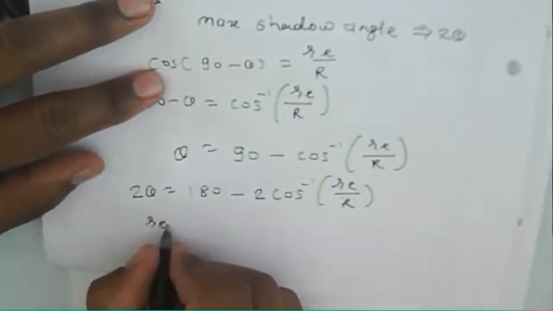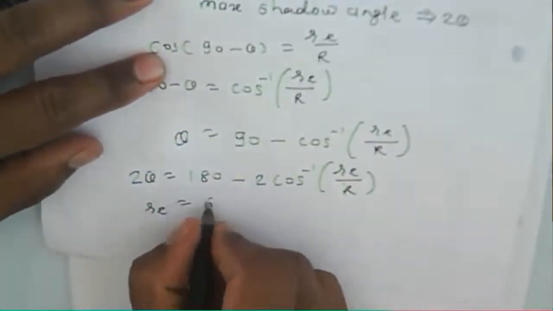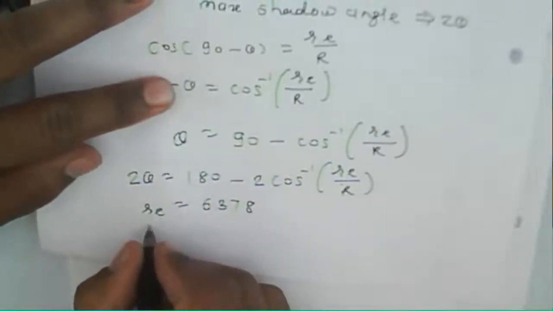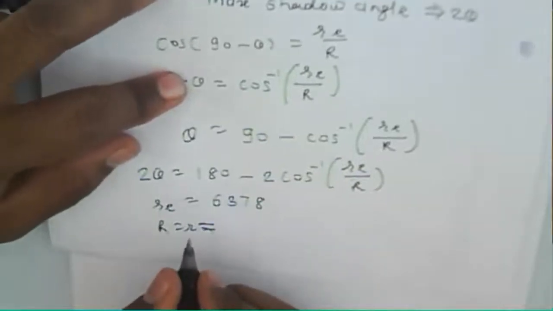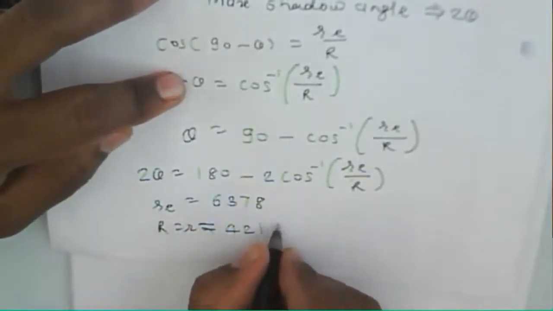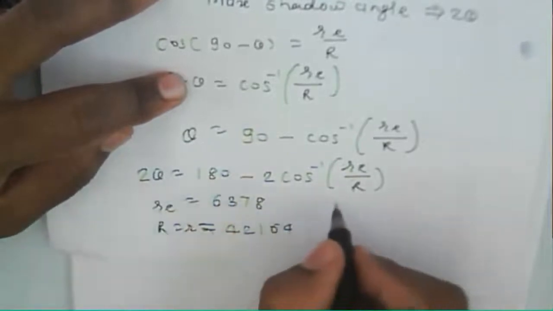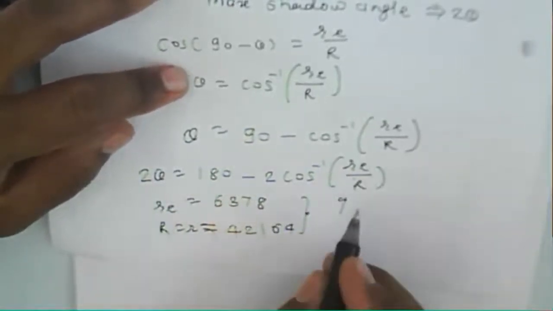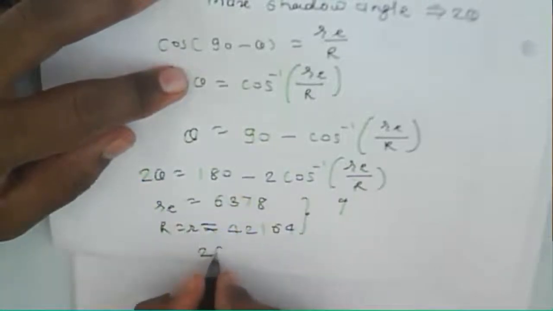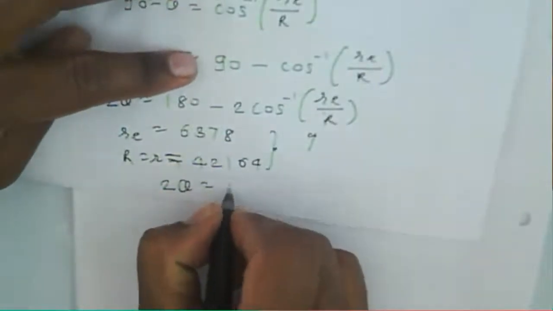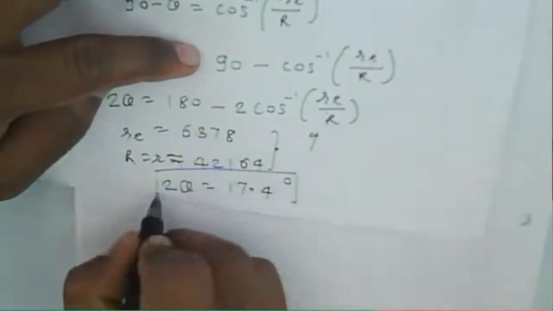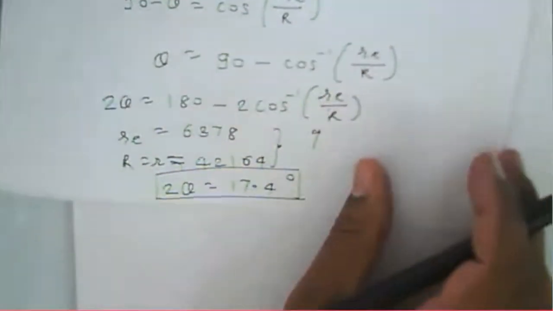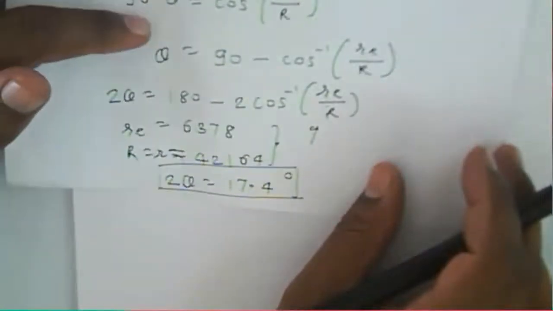Now we will put in the values. The earth radius in kilometers is 6378, and for capital R or small r, the distance from the center of the earth to the satellite, we will consider 42164. If you put the values in kilometers, twice theta becomes 17.4 degrees. So the maximum shadow angle, twice theta, is about 17.4 degrees.